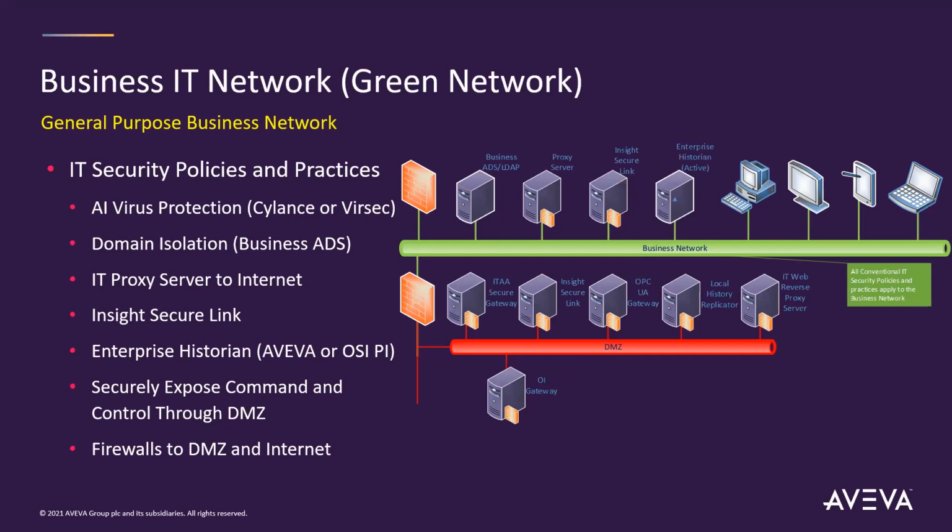This is where you have things like your enterprise historian, whether that's the AVEVA one or the OSI or the AVEVA PI one. Everything should be exposed up to the business network, and this should be totally domain isolated from the OT environment. No username on the business network should ever function on the OT framework. There's no reason for that.